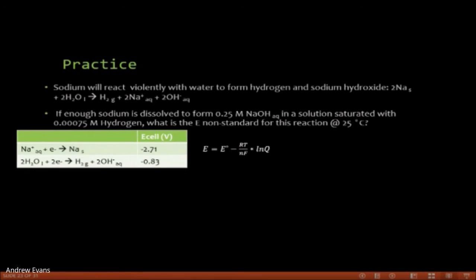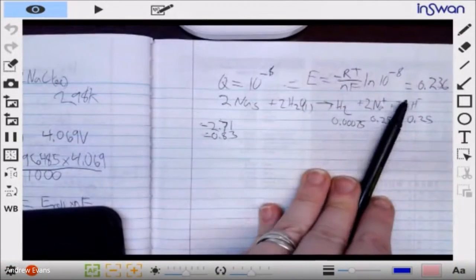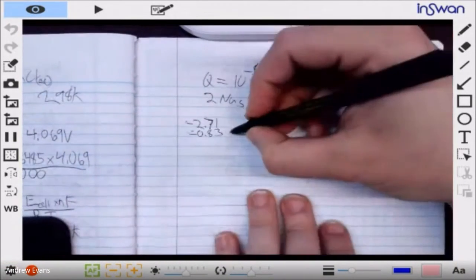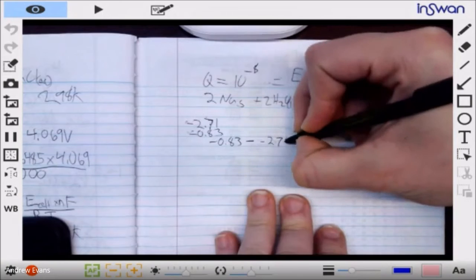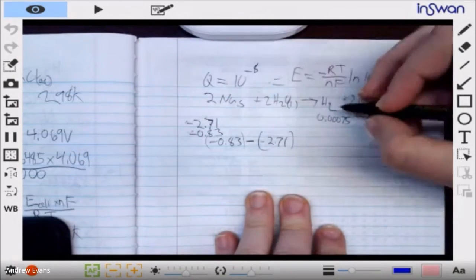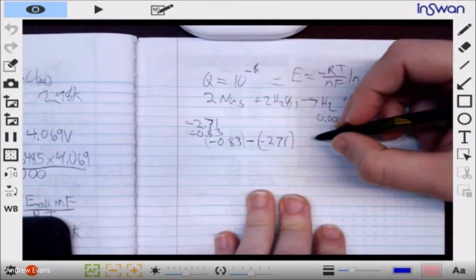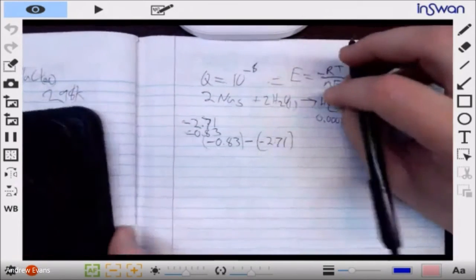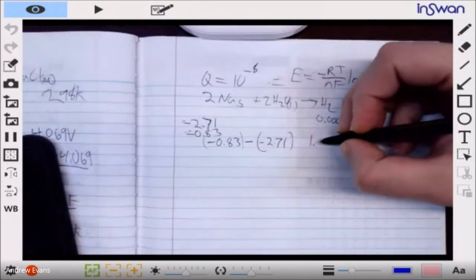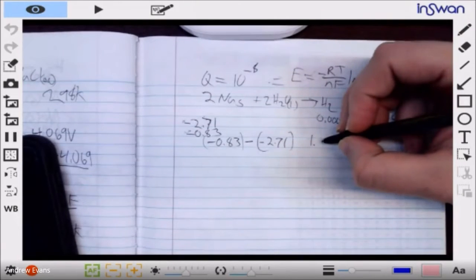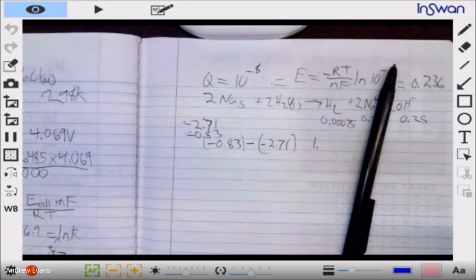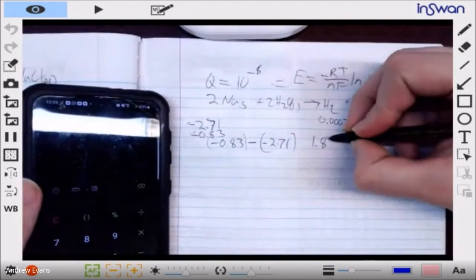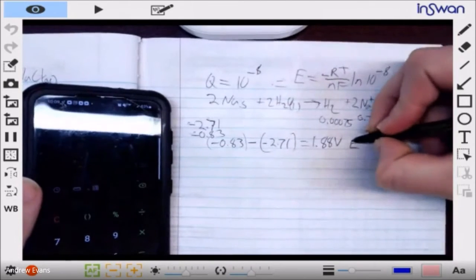Step one, we have to calculate our E cell. E cell is going to be negative 0.83 minus a negative 2.71. And so that becomes something like 1.2, no, math escapes me today, 1.88 volts. That is our E standard.